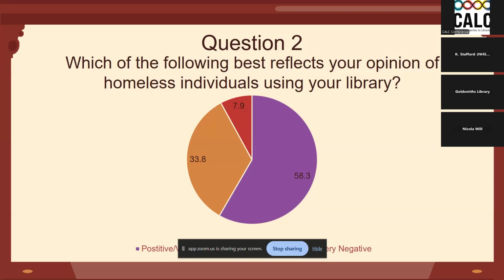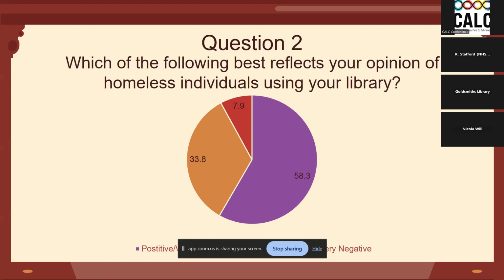The results revealed that a slight majority of respondents, so 58% or 88, had either a positive or very positive opinion of homeless individuals making use of the library. However, they also reveal that the most given answer after positive is neutral. So it's 34%, 51 of the respondents.